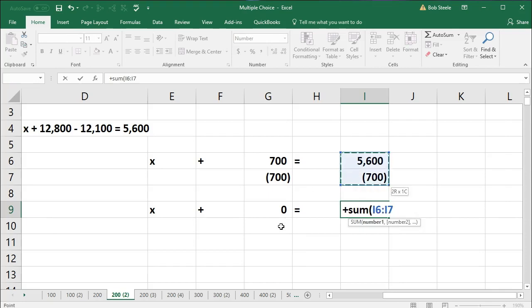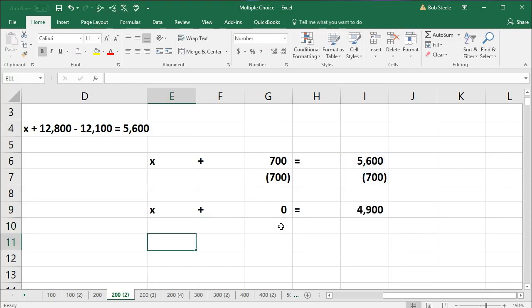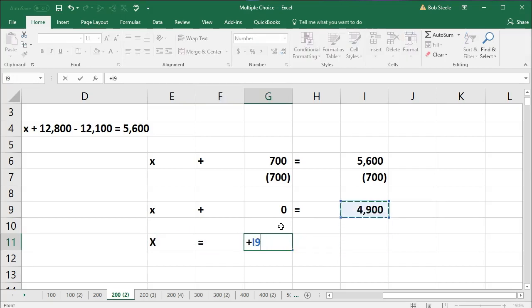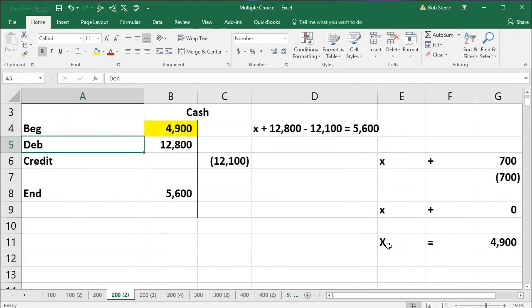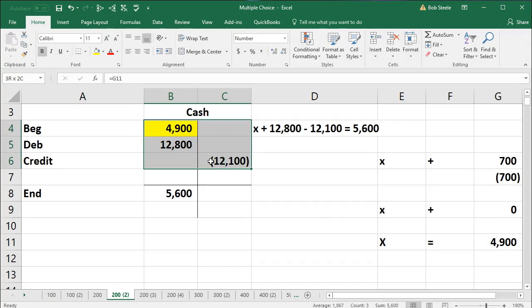5,600 minus 700 would be 4,900. Therefore, x would be equal to that 4,900. If we put that in and check our work, we can say that this number has to equal that. We're going to say this plus this minus that has got to equal the 5,006, and it does.